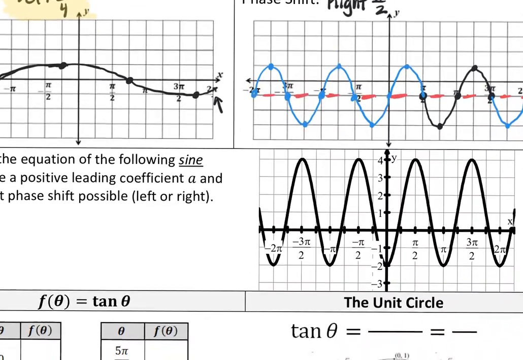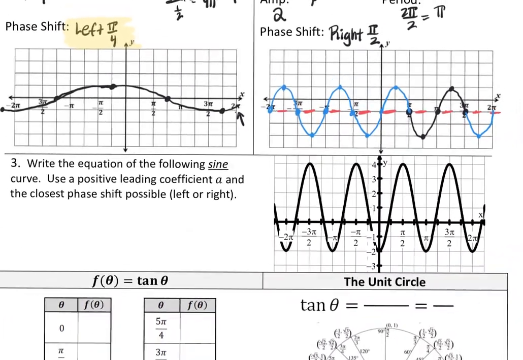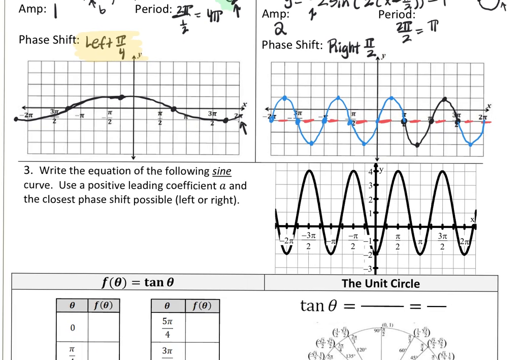Alrighty, so let's see, what's our next one here? Write the equation of the following sine curve. Use a positive leading coefficient for A. Okay, so them telling us this means we have to find a shift that's going to give me a positive A. Okay, and we want the closest one, left or right, from the origin. Okay, sine, remember, starts at 0.